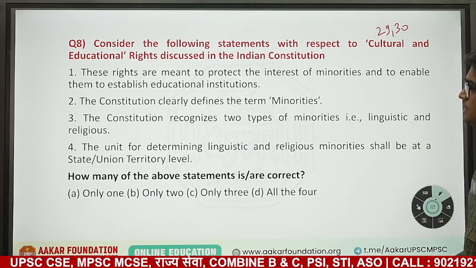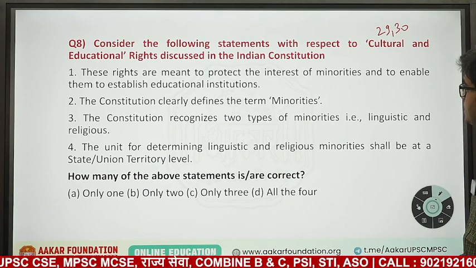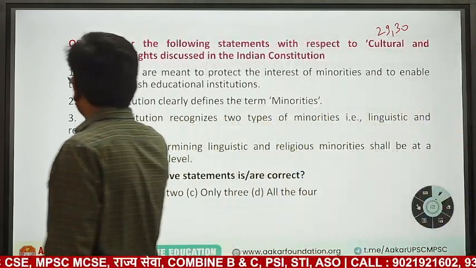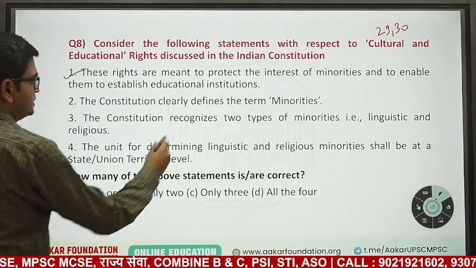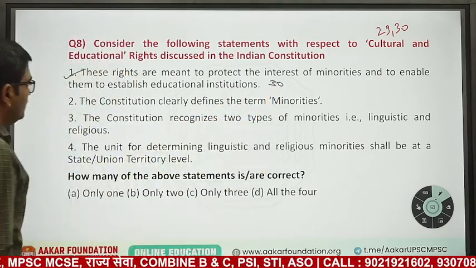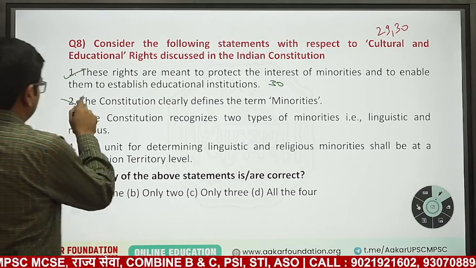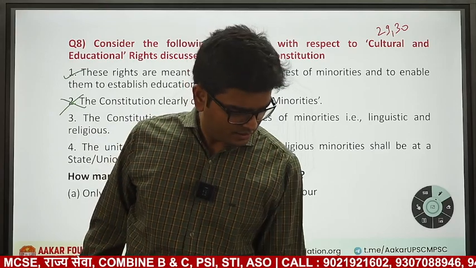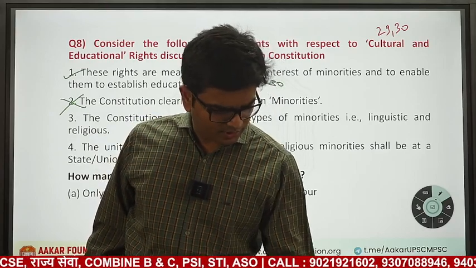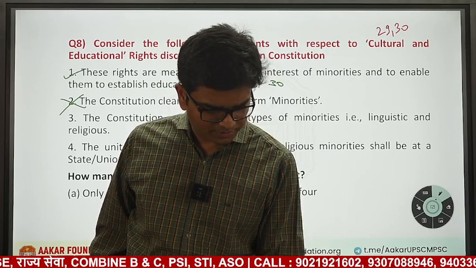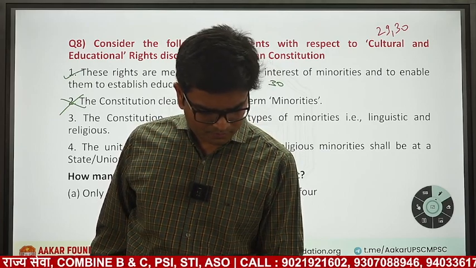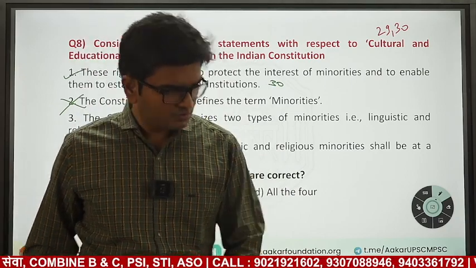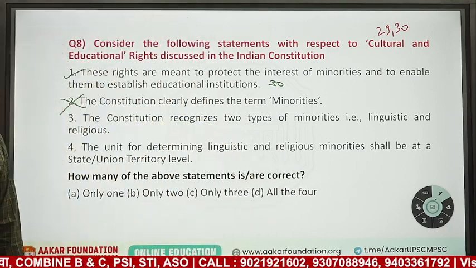These rights are meant to protect the interest of minorities and to enable them to establish educational institutions. This is Article 30. So this is right. Does the Constitution clearly define minorities? No, the Constitution does not define minority. Minority is defined somewhere else. Let me check. I guess the National Commission on Minorities defines minorities.